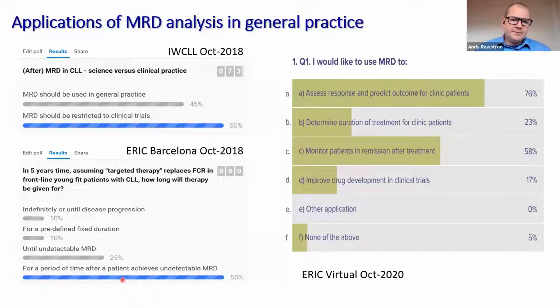We're seeing generally people thinking that actually treatment will be guided by minimal residual disease assessments. And when we had the ERIC workshop in 2020, a couple of weeks ago, really most people who participated were interested in assessing response, extending duration, and monitoring patients in remission after treatment. So we're seeing a real change in how people want to look at disease monitoring.